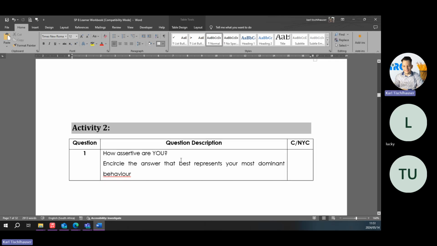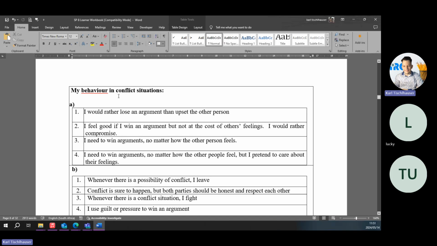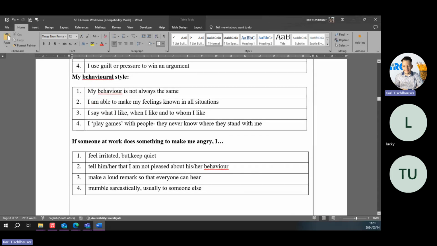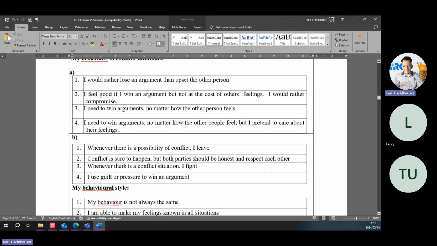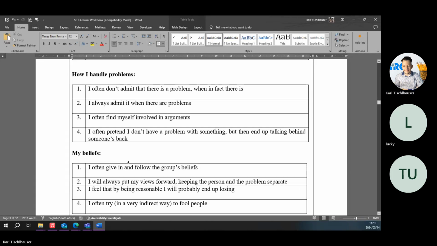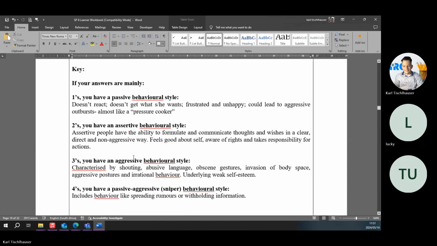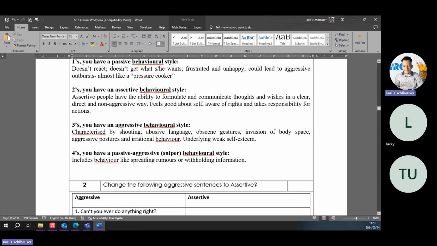Activity 2, question 1 says, how assertive are you? Encircle the answer that best represents your most dominant behavior. So they've given you different scenarios. My behavior in a conflict situation is, and you just circle the one that best depicts you. In these questions, there's no right or wrong. You just have to answer them the way you would. I don't have to go through them because it's going to be different for everyone. If you mostly got ones, there's a behavioral style. If you've mostly got twos, there's a style there. Threes, there's a style, and fours, there's a style.